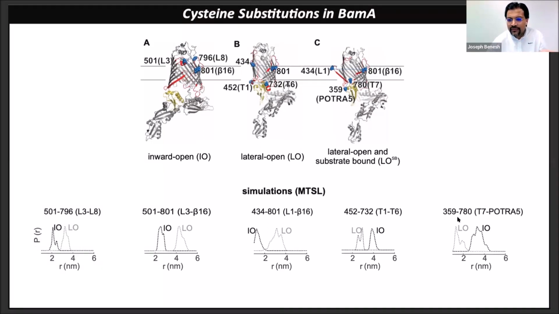And finally, we have 359-780. This monitors the interaction between T7 and POTRA 5, and you can see that POTRA 5 moves into the barrel when the barrel switches from the inward open to the lateral open conformation. So you can see the simulations for these positions on the inward open or lateral open state. And as you see here, these positions can clearly distinguish between these 2 major conformations of the barrel, namely inward open and lateral open states.